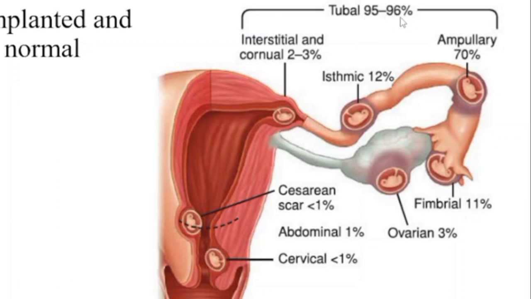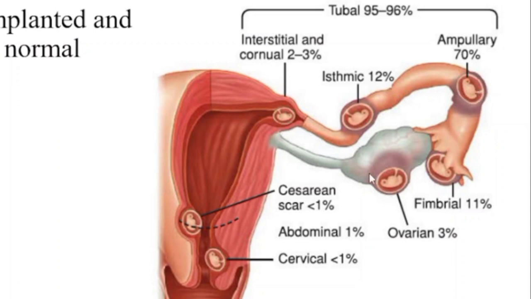So the tube also has different parts, starting from here, that's interstitial or cornual, isthmic and ampullary, and also the fimbrial part. The ampullary part is the most common site of tubal ectopic pregnancy, because it is the widest part where fertilization is to happen. Here are the most common sites of ectopic pregnancy.